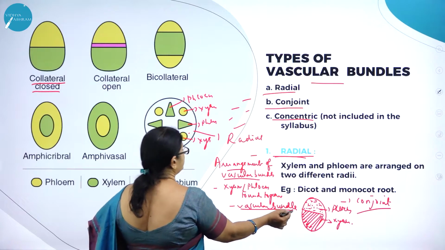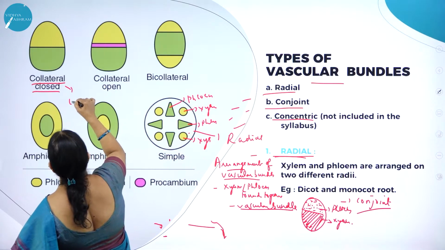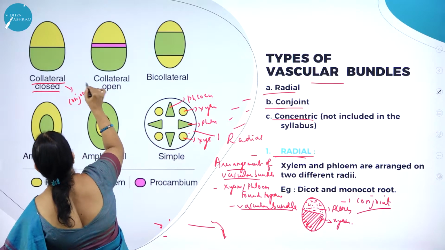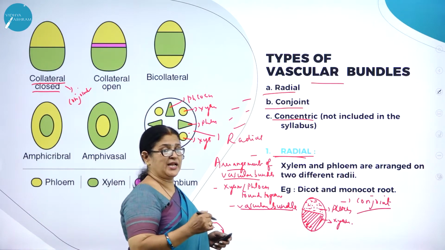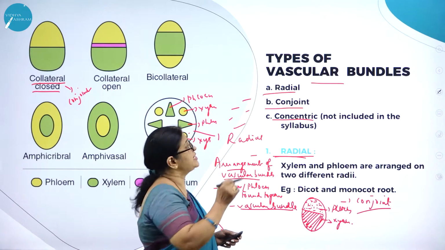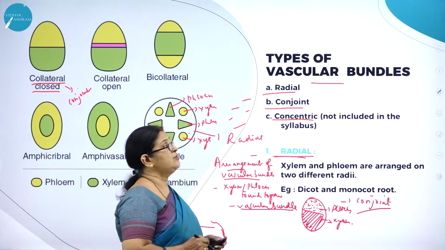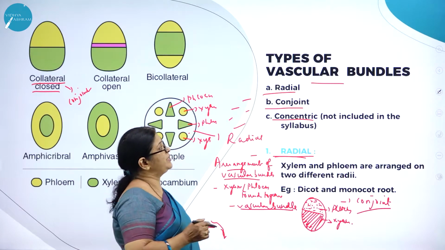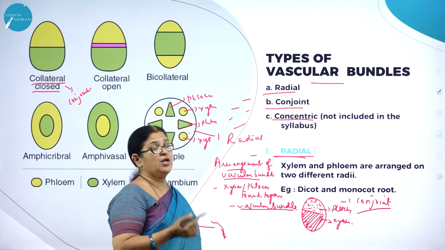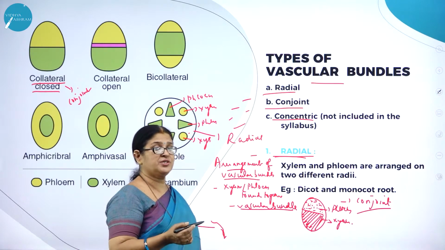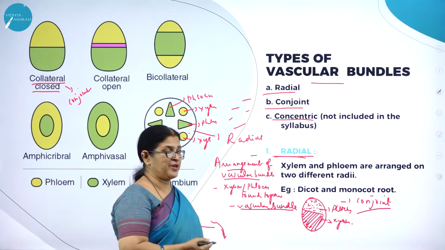When do you call it conjoint? This is called conjoint. This is called conjoint collateral. I'll get back to what is collateral. First understand what is radial. What are the types of vascular bundles? Radial, conjoint, concentric. Collateral, bicollateral, closed. All of that is there. Anyhow, I'm going to explain one by one.